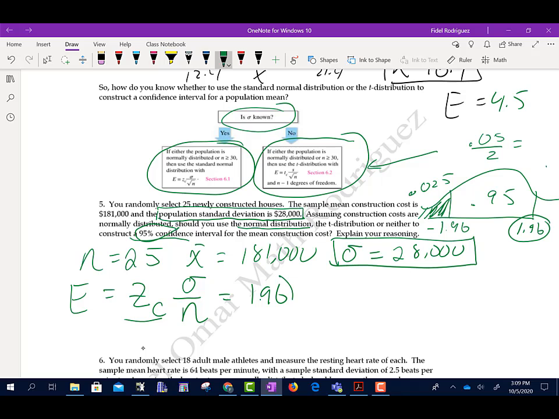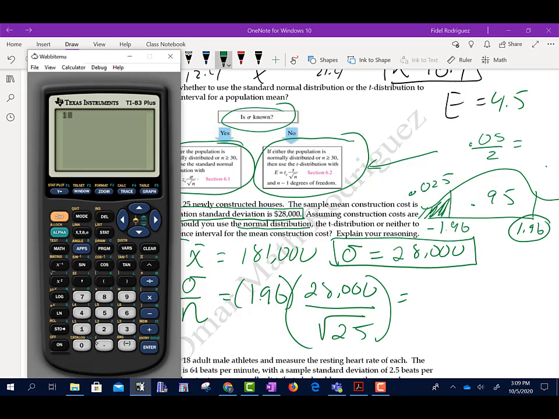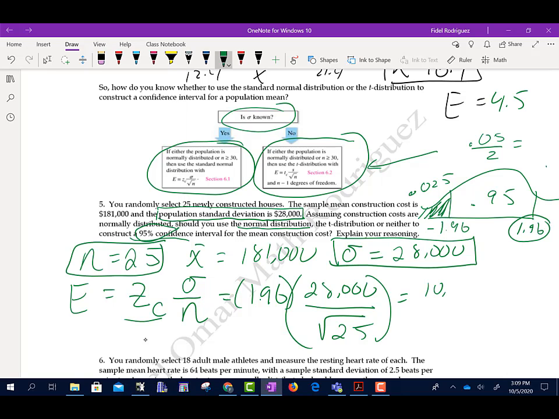Okay, so 1.96 times sigma, which we said was 28,000, divided by the square root of n, we said was 25. Okay, so let me do this on my calculator. Let me clear this out. We're going to go 1.96 times 28,000 divided by the square root of 25 equals, and I'm coming up with 10,976. So now, if I'm going to find my error, my interval, I'm sorry.